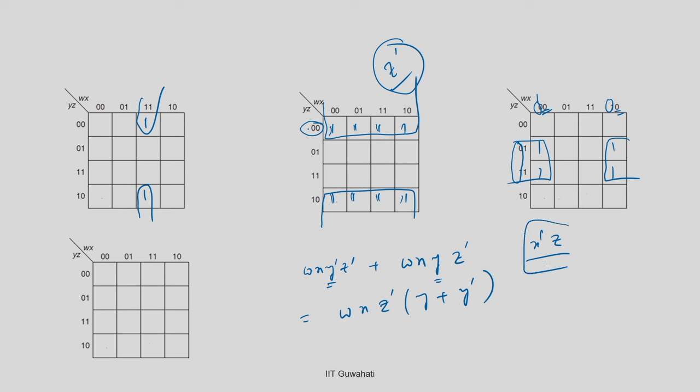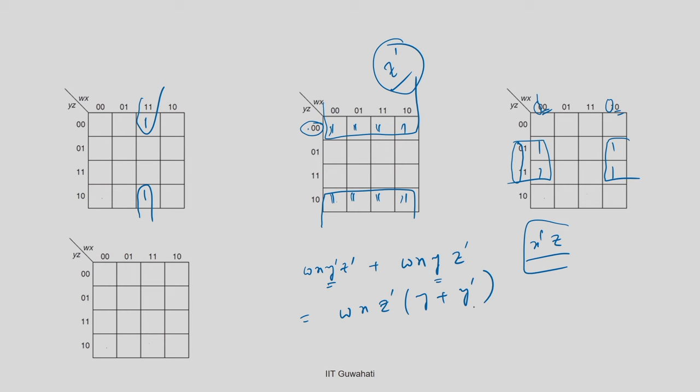So this way you can actually combine multiple product terms. If you combine 2 product terms as I showed here, you will end up having a product term with 3 literals, because I am talking about 4 literals here, right? So you will end up having w x z bar. If you combine 8 min terms in a 4 variable function, you will end up having a single literal. If you combine 4 min terms, you will end up having an expression with 2 literals.